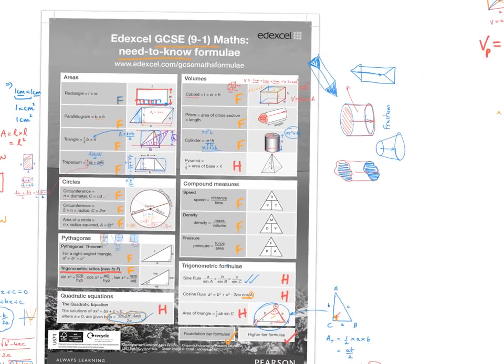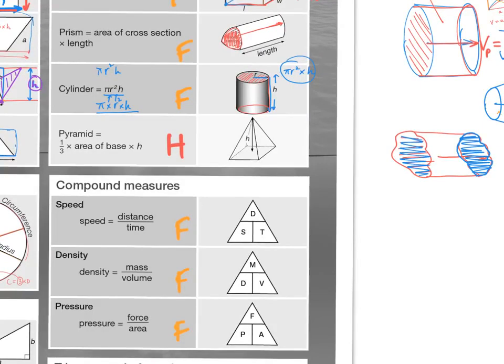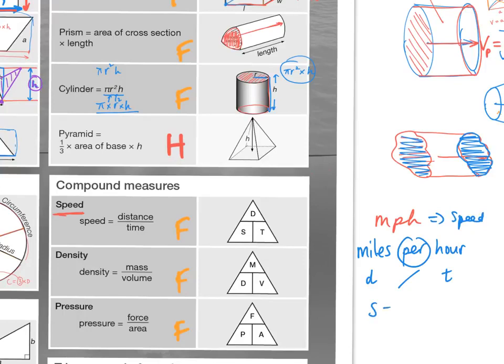I think one reasonably easy one to remember is the compound measures. So if we look at, say, for example, the speed here, if you think of a speed in miles per hour, then when you say miles per hour, so let's just write it out in English, miles per hour, we know miles is a distance, we know hours is a time, and per means divide. Okay, so if we want a speed, say the speed of a car, then the speed is just the distance divided by the time.